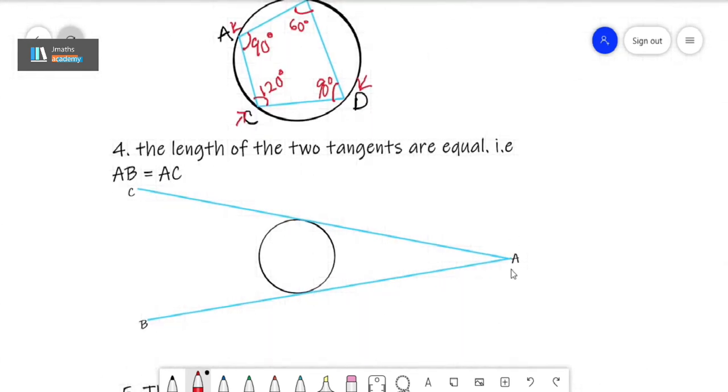Our fourth property says the lengths of the two tangents are equal. That is, AB is equal to AC. This is very simple. It implies that the length from AB, from this point to this point, is equal to the length from this point to this point.